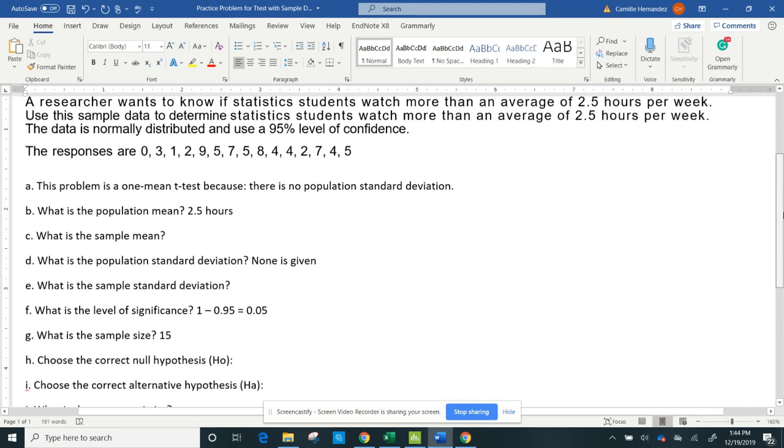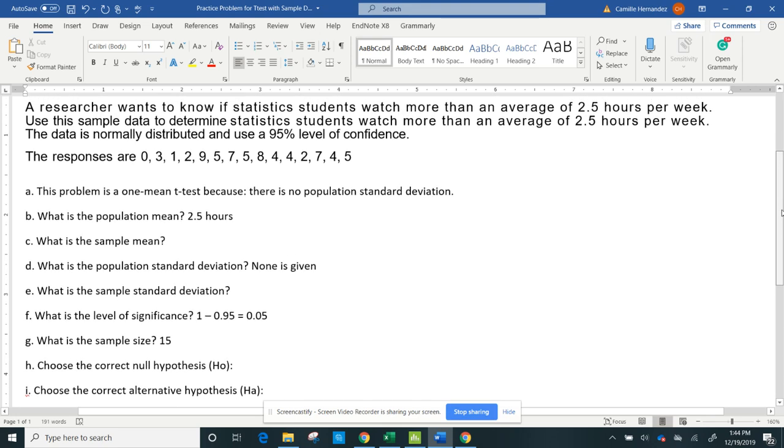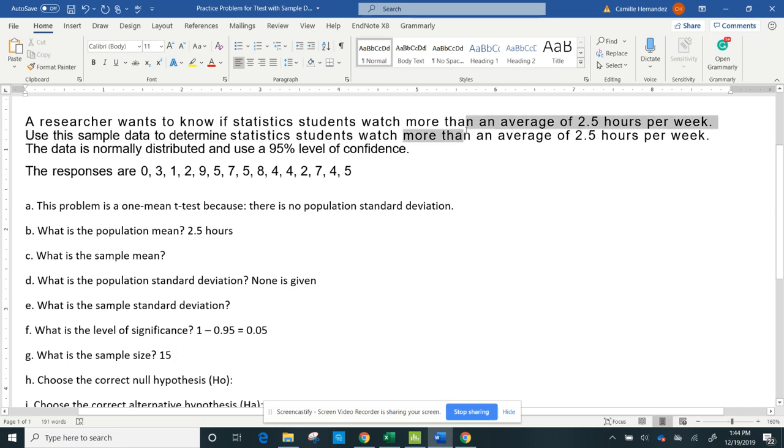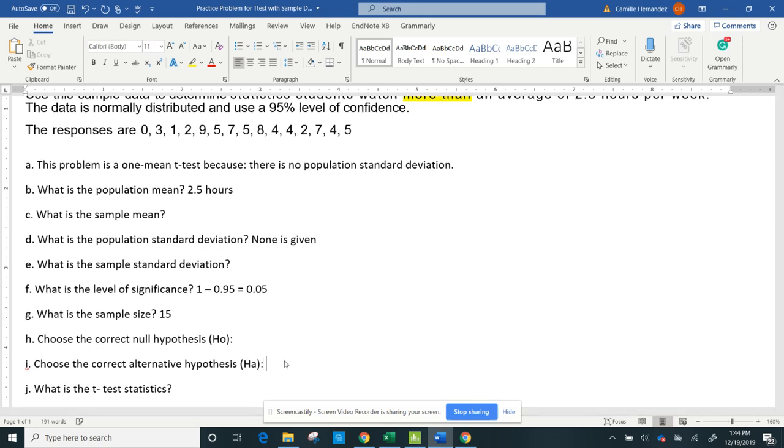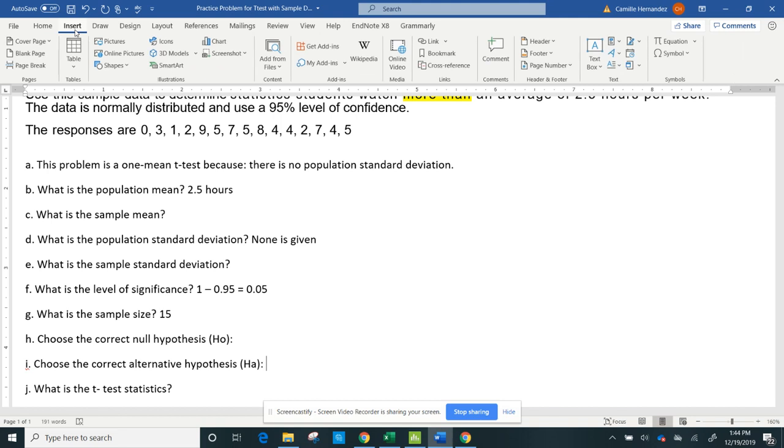So then it wants to know my correct null and correct alternative hypothesis. Here, it wants to know more than. More than does not have an equal sign. So that means I'm going to do it down here for the alternative. I'm going to start with my alternative because I don't have an equal sign. So I'm going to go to my symbols and I'm going to put my mean is greater than 2.5 hours. So the null is the mean is less than or equal to 2.5 hours.